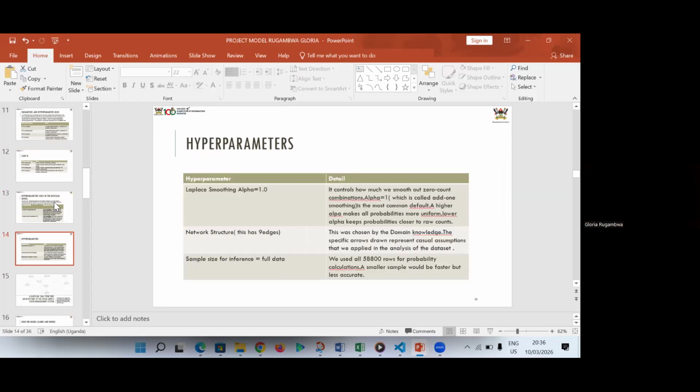Yeah. Then we had the Laplace smoothing alpha equivalent to 1.0. This one controls how much we smooth out a zero count combination. A higher alpha makes all probabilities more uniform, and a lower alpha keeps the probabilities closer to raw counts. Then we have the network structure, as I had said, the DAG with the 9 edges. Then the sample size is our entire data set.